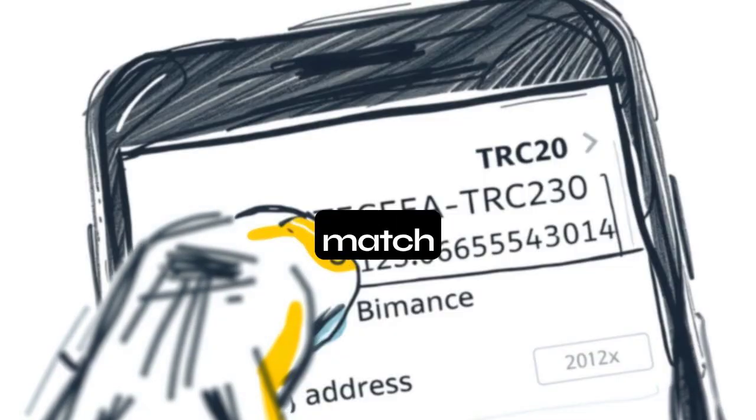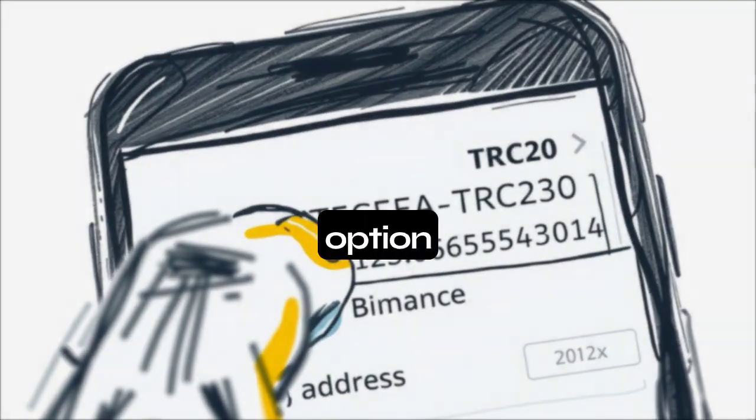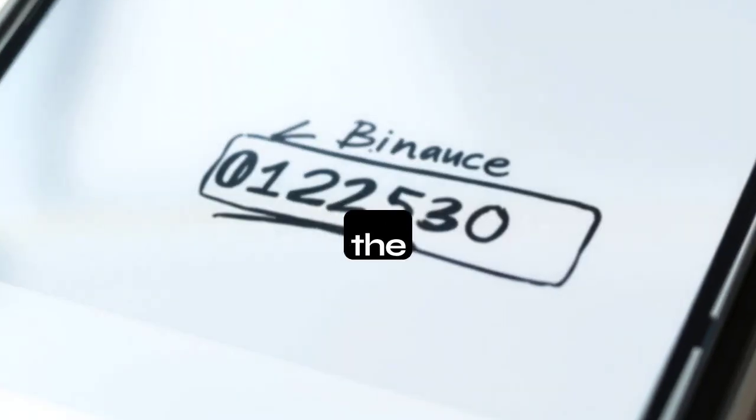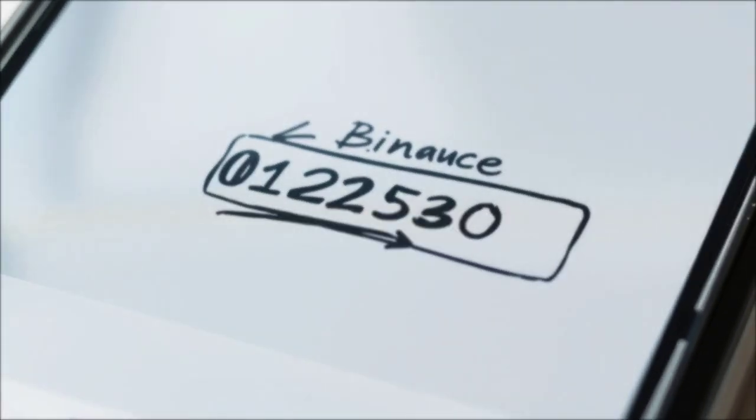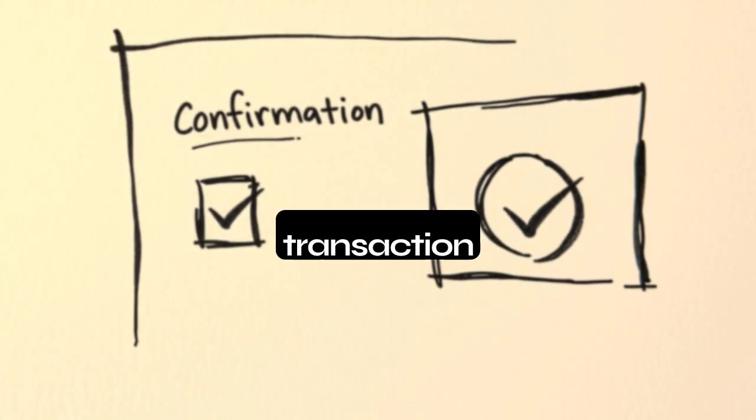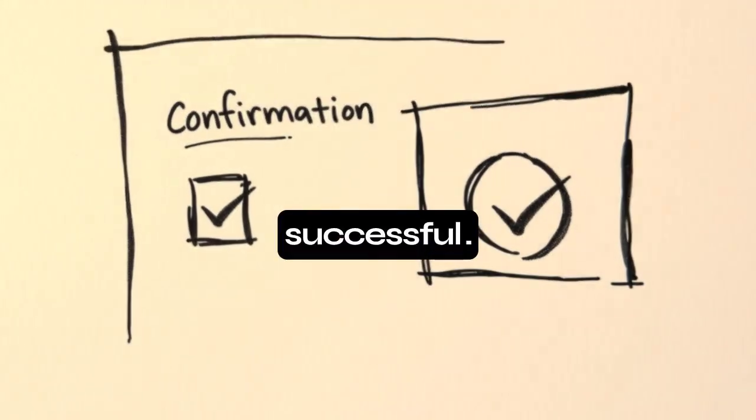Select the correct network to match IQ Option, then paste the IQ Option deposit address. Enter the amount, review fees, and double-check the address character by character. Confirm the withdrawal and wait for the transaction to show as pending or successful.